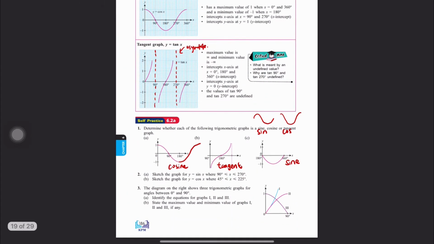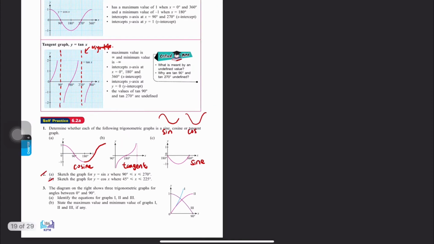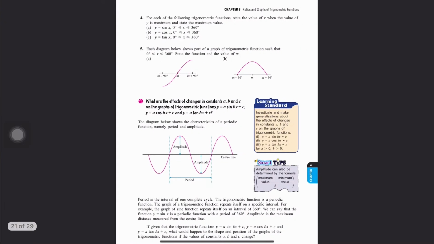Okay, so I want you to try number 2B lah. And as well as number 4.